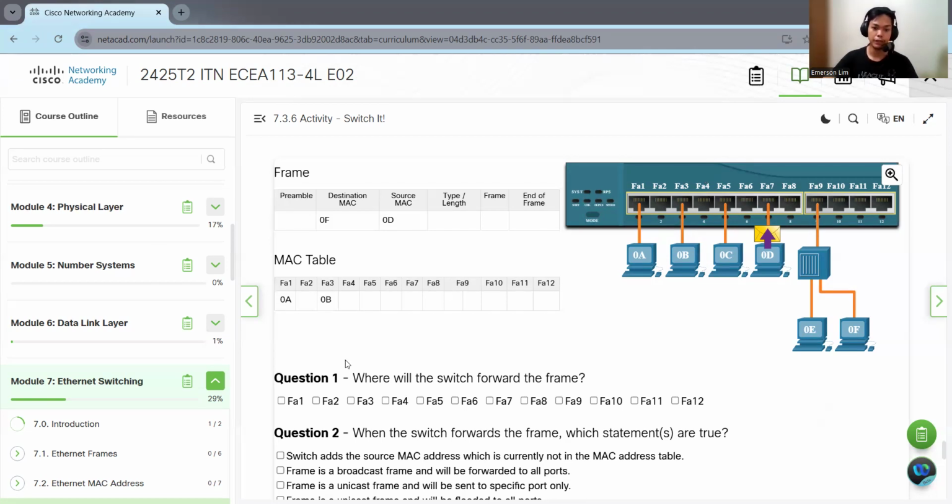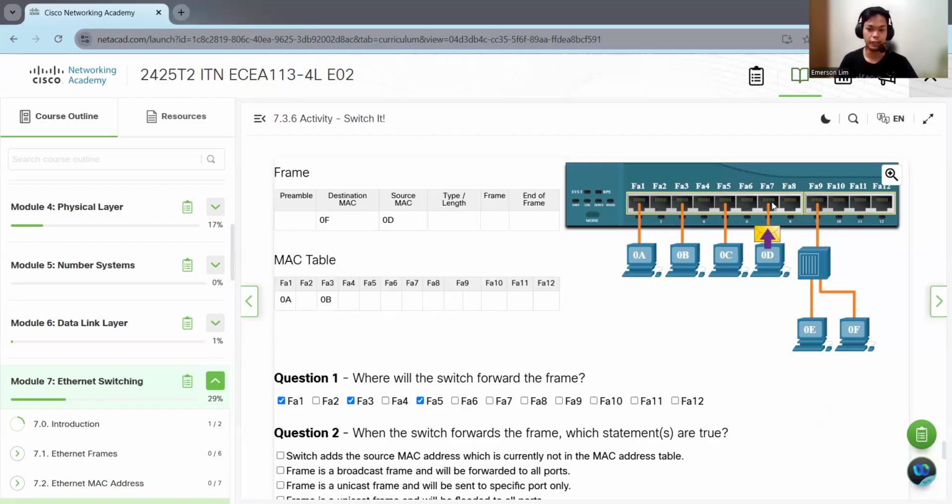However, in question one, where will the switch forward the frame? The message will be forwarded to all the ports. However, in this question, it will only be forwarded to the routers which have connections. So FA1 has a connection, FA2 does not, FA3 does have a connection, FA4 does not, FA5 does have a connection, FA6 does not, FA7 does have a connection. However, it is our messenger.